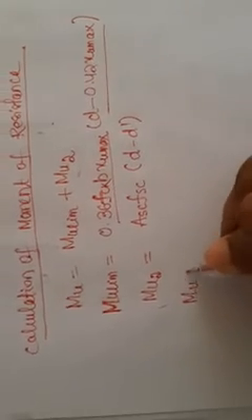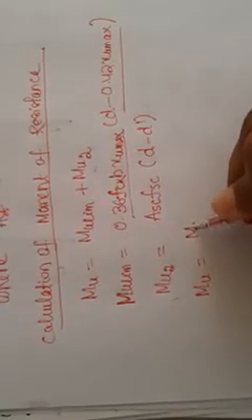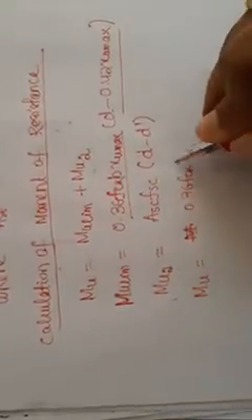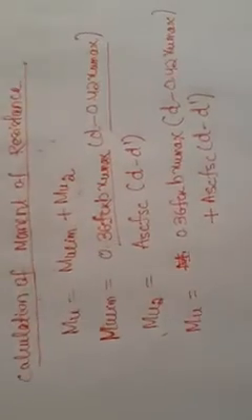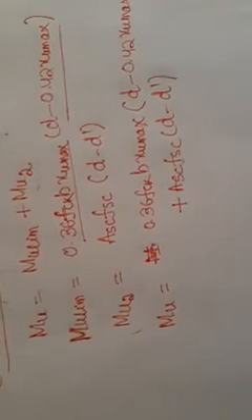So total moment carrying capacity of the section will be 0.36 fck b XU max, whole into d minus 0.42 XU max, plus ASC fsc into d minus d dash. So in this way we can calculate the moment of resistance of a doubly reinforced section.